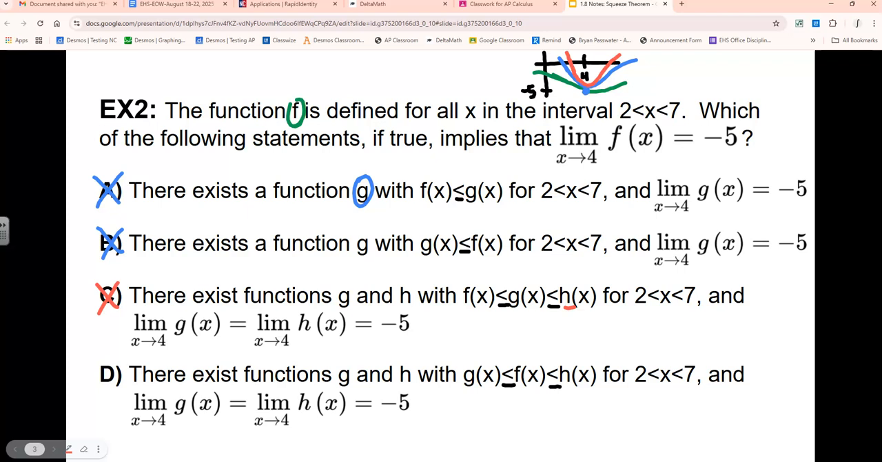The last one, we're hoping this is it, and I haven't typed everything. The last one has g is less than or equal to f, less than or equal to h. That puts f in the middle, right? And g and h have limits of negative 5. This is the one that we're looking for right here. Those would be the correct conclusions.